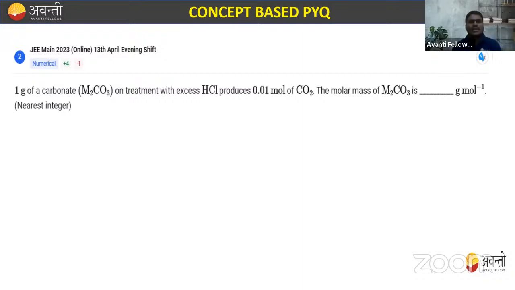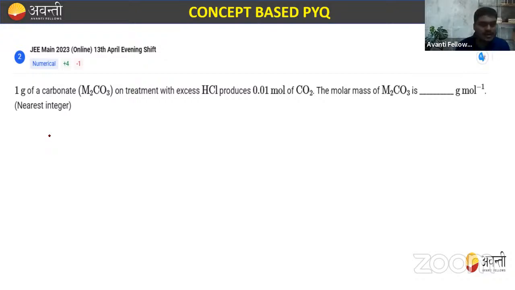तो क्वेश्चन कह रहा है 1 gram of carbonate on treatment with excess of HCl produces 0.01 mole of CO2. You have to calculate the molar mass of this M2CO3 in gram. So you need to find which metal is this. If you calculate the metal, then you can easily calculate the molecular mass, right? So first of all, you need to identify which metal is this. ठीक है, कि कौन metal है इसमें.